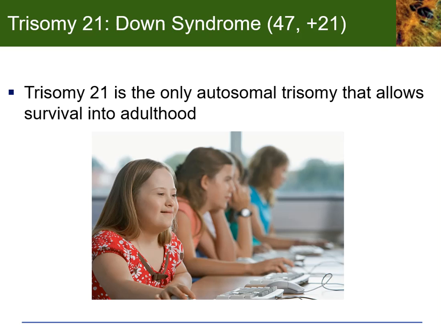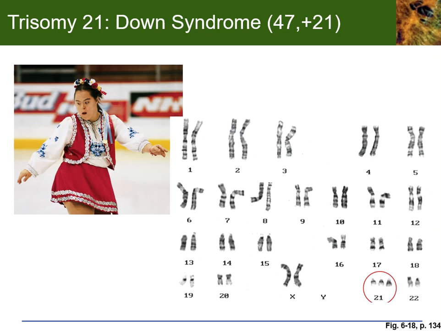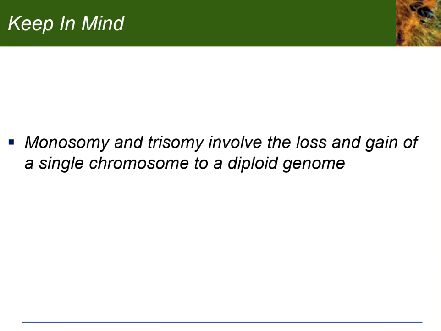And then trisomy 21, Down syndrome: you have 47 chromosomes, with an extra number 21. It's the only autosomal trisomy that allows survival into adulthood. Here you can see a young girl with trisomy 21, known as Down syndrome. There's another one. You can see the three number 21 chromosomes right here. Keep in mind that monosomy and trisomy involve the loss and gain of a single chromosome to a diploid genome.